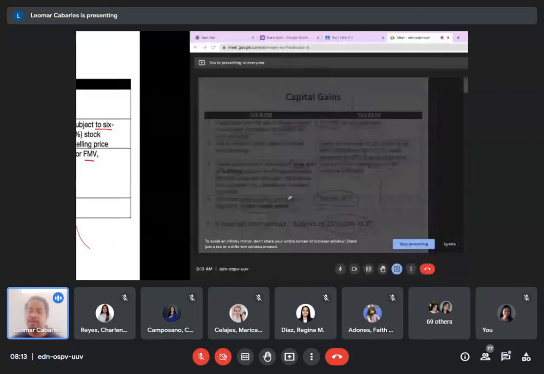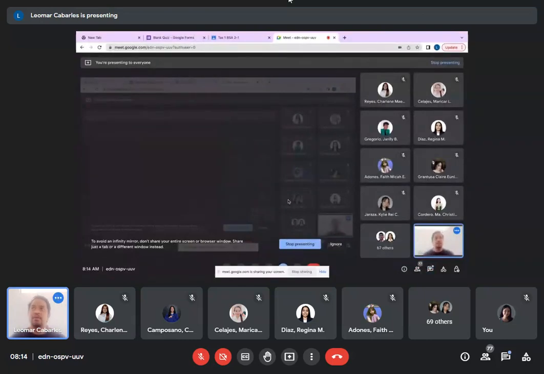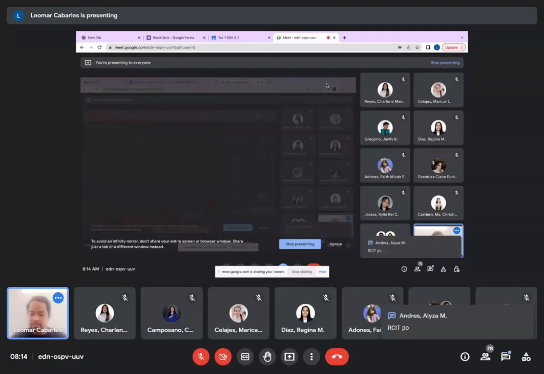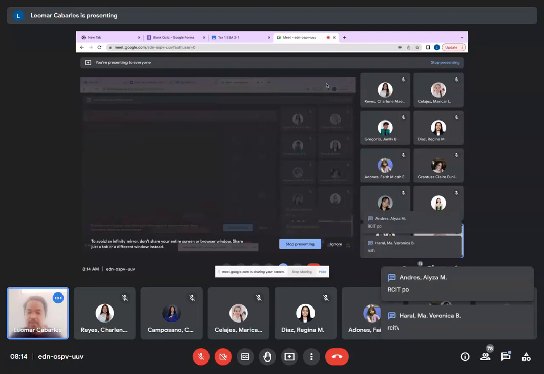Anong napansin nyo, class, sa passive income and capital gains? Is it still subject to final withholding tax pag sourced from abroad? What do you think? Kasi generally, pagka passive income, ang tax niya, hindi yung ordinary or RC, but rather final withholding tax. Pero pag ang source ay galing sa abroad, final withholding tax pa rin ba ang passive income sa capital gains? So, hindi na, right? RCIT na siya.